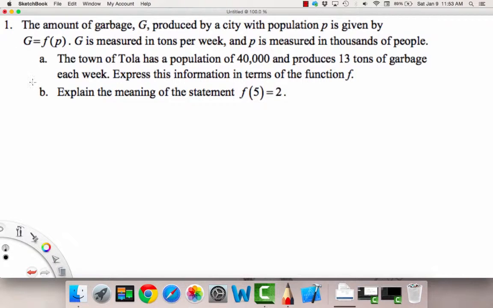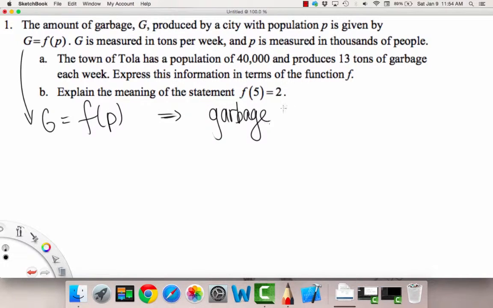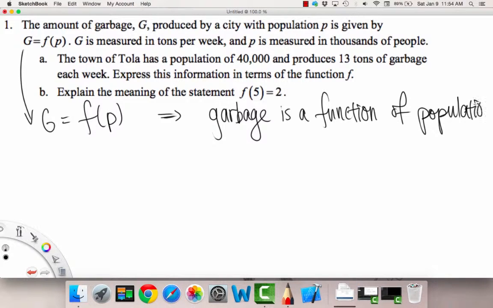Okay, so let's look at part A. But before we actually do that, let's look at this. We have G is equal to F of P, which means that G, because that's garbage, right? So the amount of garbage, let's think of it in plain English, depends on, or is a function of P. And P represents population, okay? So that makes sense, right? The more people you have, probably the more garbage you're going to have. So let's look at part A now.